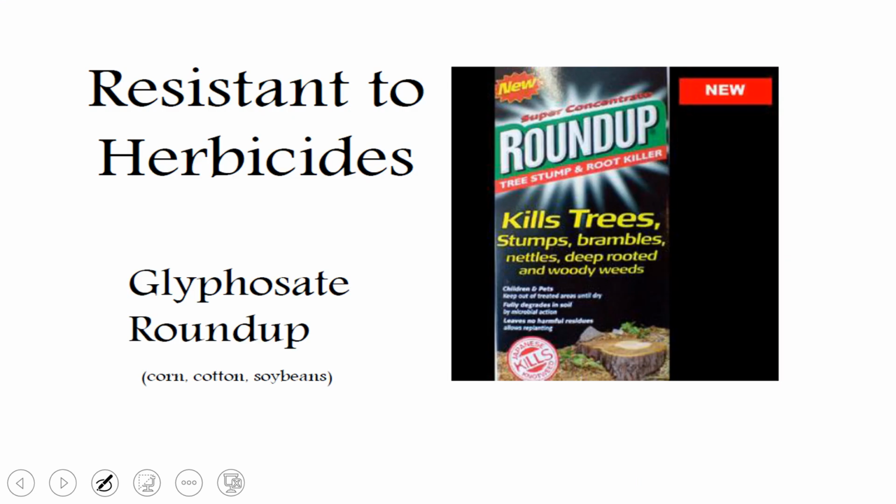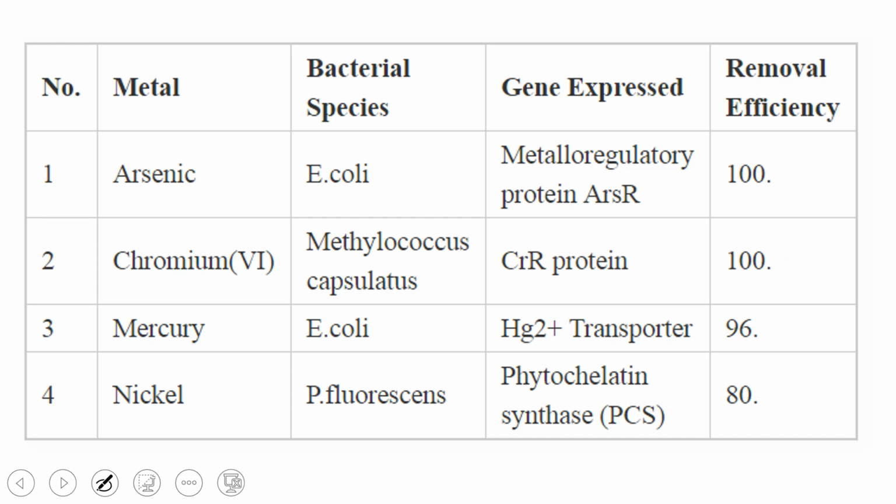Then this is the resistance for the herbicide. Just now I told you the glyphosate gene will be transferred from Salmonella to different plants, especially corn, cotton and soybeans, so that they will be resistant towards the herbicides. Then for bioremediation, many different elements can be utilized, many different kinds of minerals and metals, and there we have almost 100% efficacy.